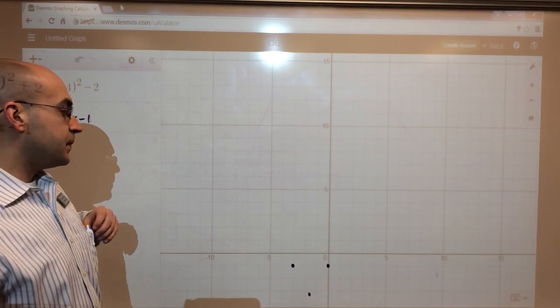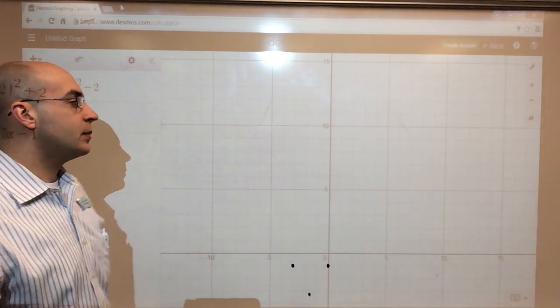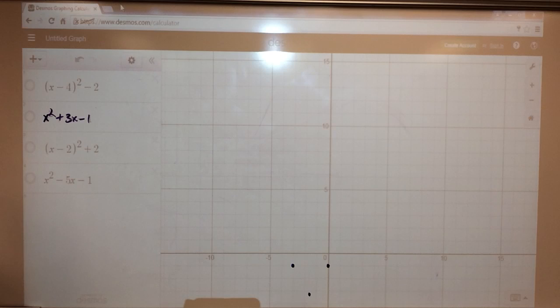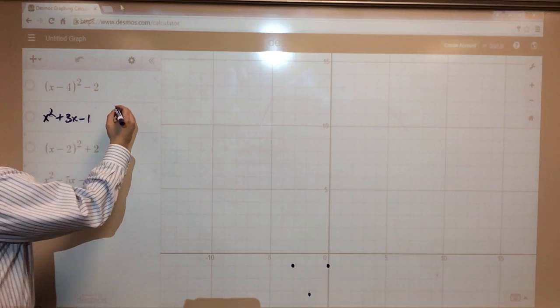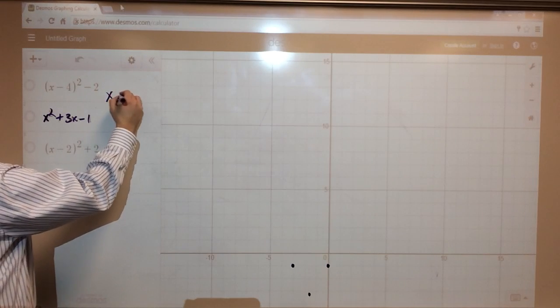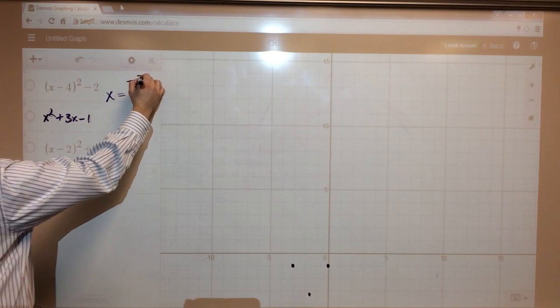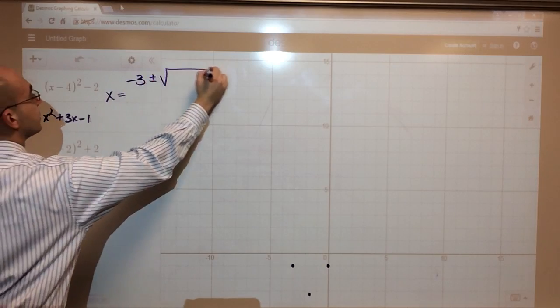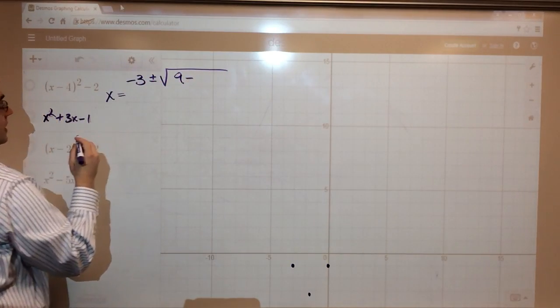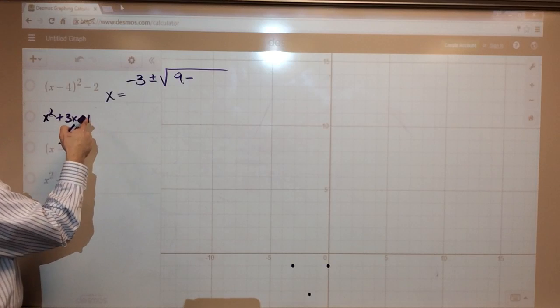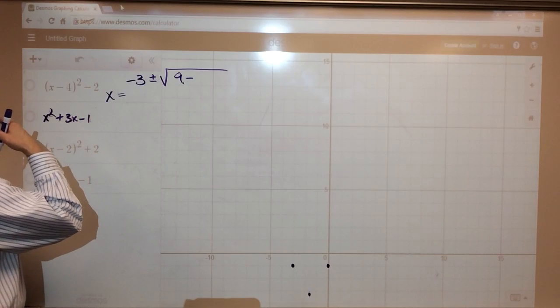Okay, because I don't really have a whole lot going on up here, and I don't know what kind of stretch or shrink was going on with this. So let's find the x-intercepts. To do that, I need the quadratic formula, because I can't factor this. So x equals negative b, so negative 3, plus or minus the square root of b squared, so b squared is 9, minus 4 times a, which is 1, times c, which is negative 1.